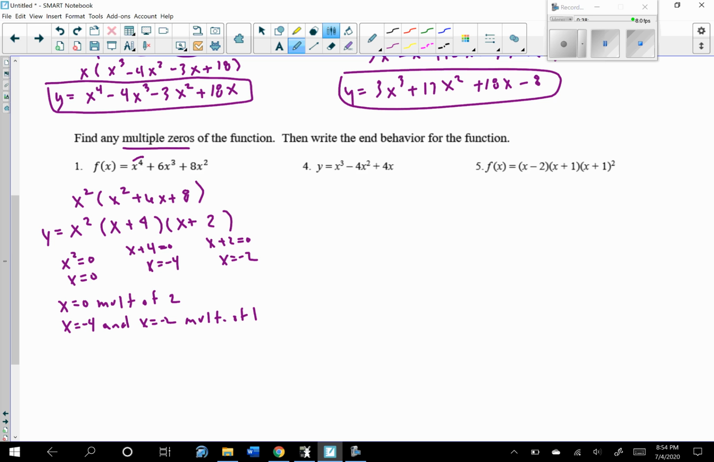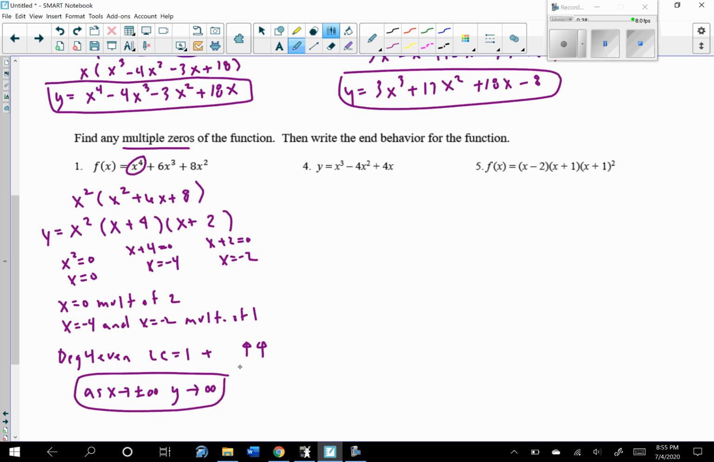For this, notice that in standard form, you look at the lead term. So this is the lead term here. That is a degree 4, which is even. The leading coefficient is equal to 1, which is positive. So even positive means both ends go up. As x approaches plus or minus infinity, your y values approach infinity. So go ahead for the next two, do those on your own. When you're done, you can unpause the video.